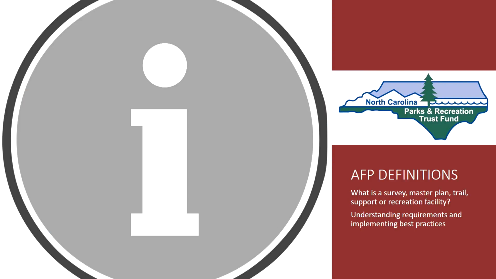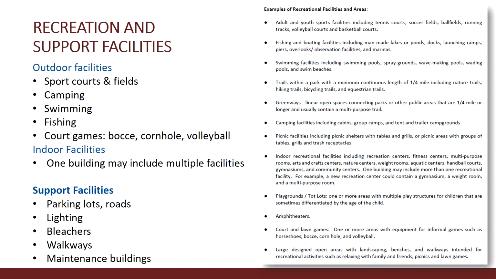So let's look at the AFP definitions, very similar to the Parks and Recreation Trust Fund. If you look in the back of the application, it talks about what is a recreation facility versus a support facility. So recreation facilities can be outdoors: sports, courts, fields, pickleball, camping, swimming, fishing areas, accessible piers, and court games like bocce, cornhole, and volleyball. These are all court games.